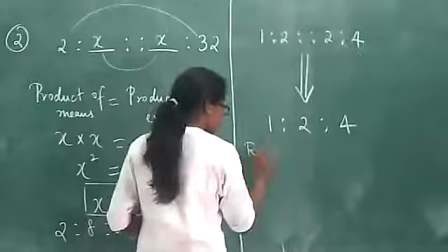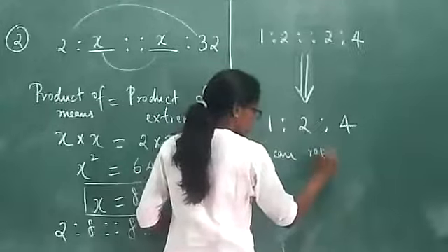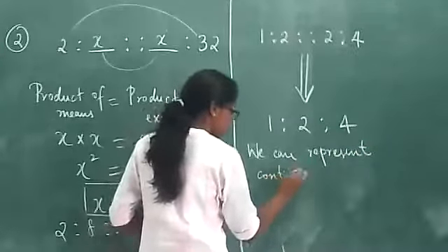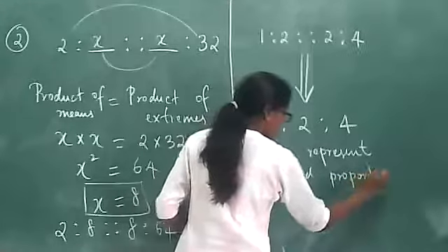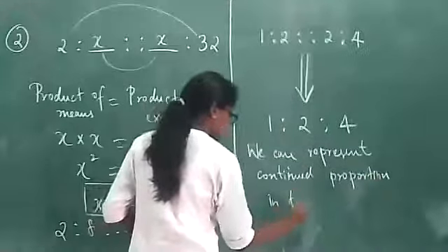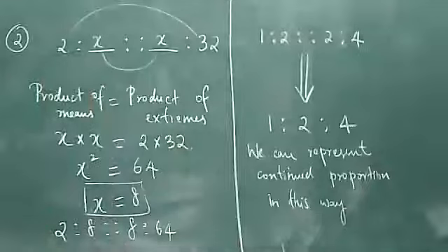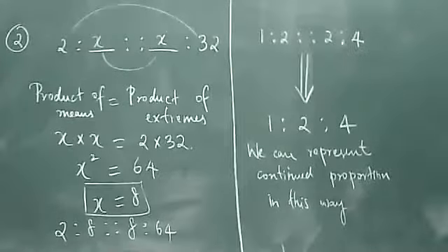We can represent continued proportion like this: A is to B, B is to C. Like last week we had done the sibling problem, with chocolates and 1,000 rupees, and one person competing with the other on expenditure. That was actually a continued proportion. Correct. Good.